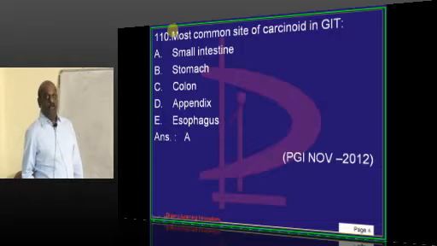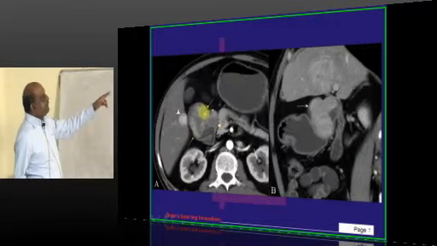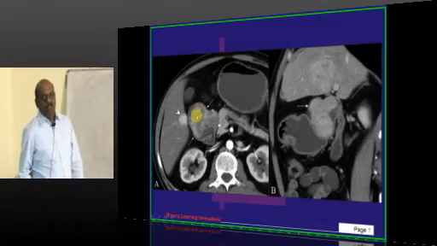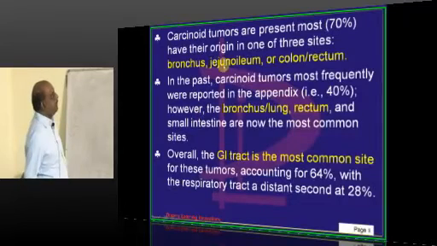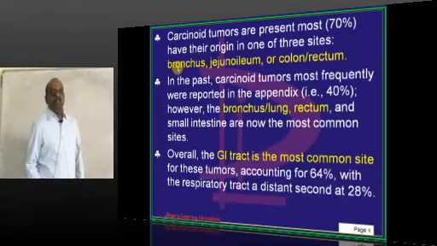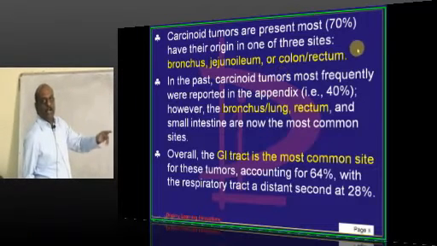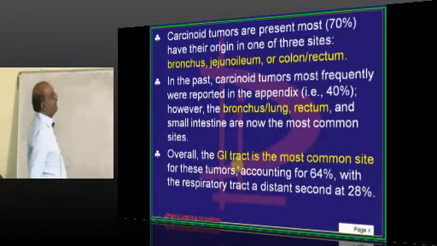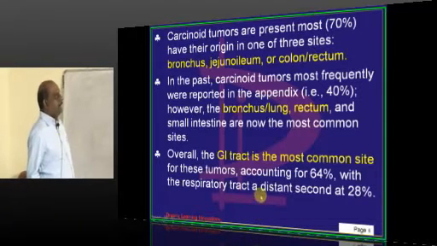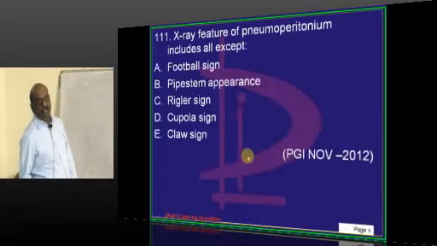out of the various tumors. So this is an example of a typical small intestine having an argentaffinoma, which is the other name for the carcinoid tumor, is what needs to be remembered. So 70% of them will originate from bronchus, jejunoileum or colorectum. 70% of times is what needs to be remembered. So overall GI tract is the most common site, where 64% of them originate from the GI tract.